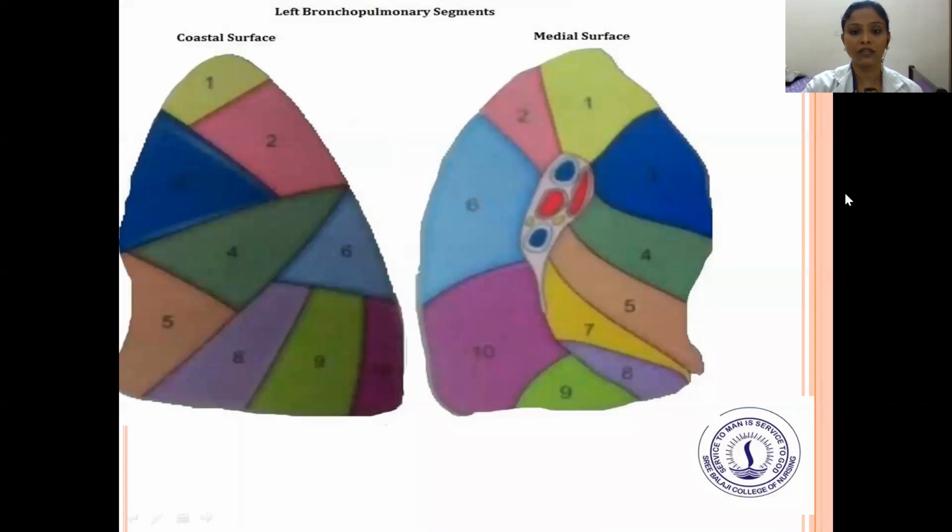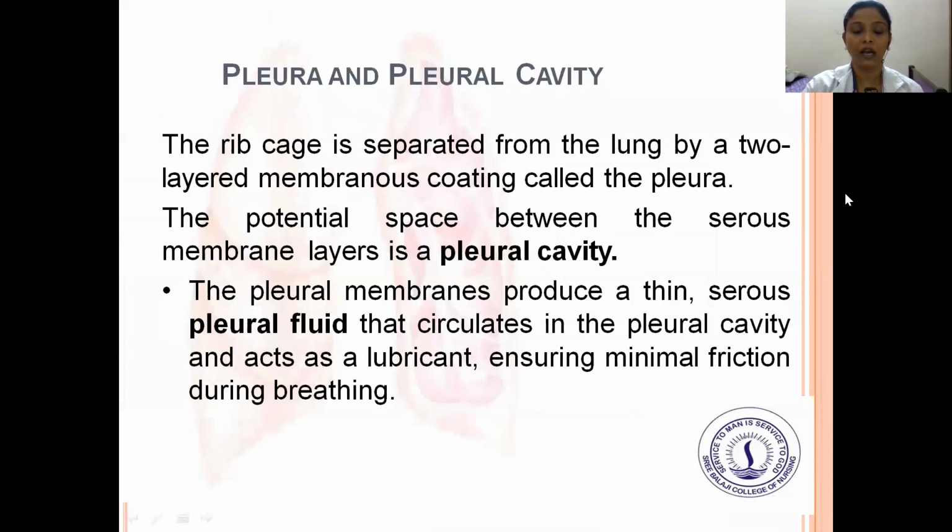And here the costal surface and the medial surface. And pleura and pleural cavity. The rib cage is separated from the lung by two layered membranes. Coating is called the pleura. The potential space between the serous membrane layers is the pleural cavity. The pleural membranes produce a thin, serous pleural fluid that circulates in the pleural cavity and acts as a lubricant, ensuring minimal friction during breathing.